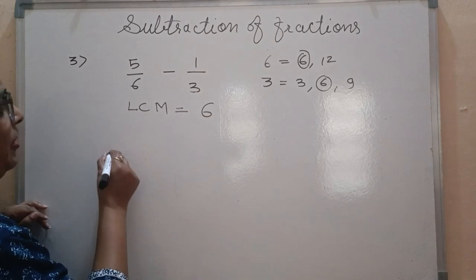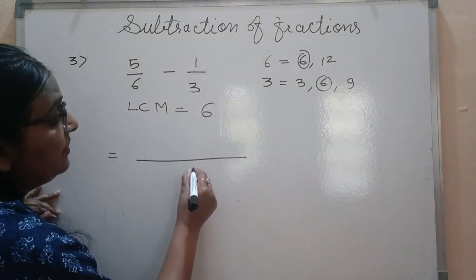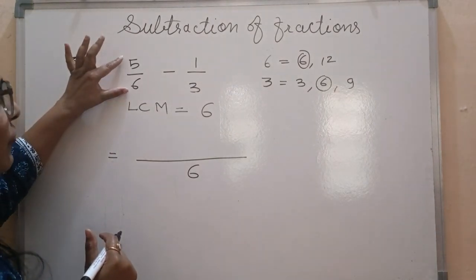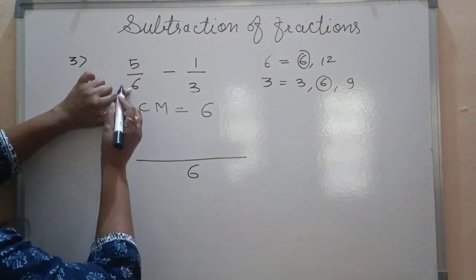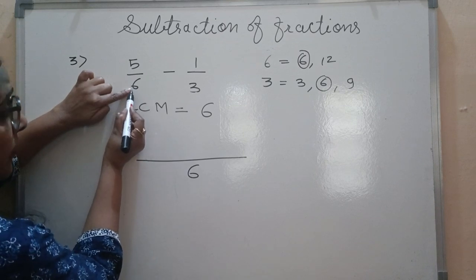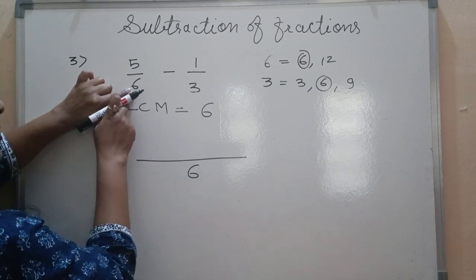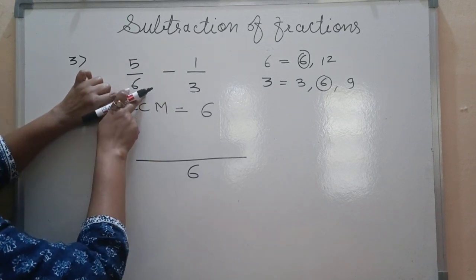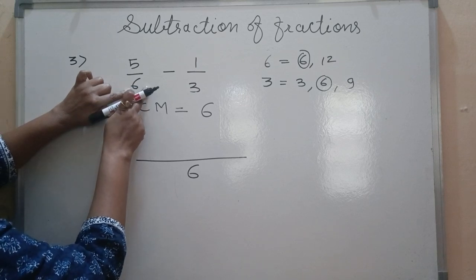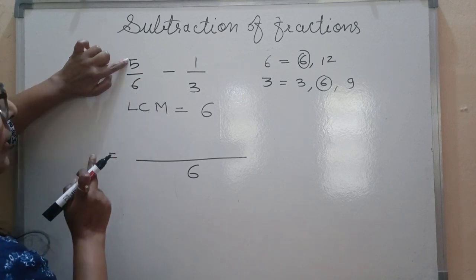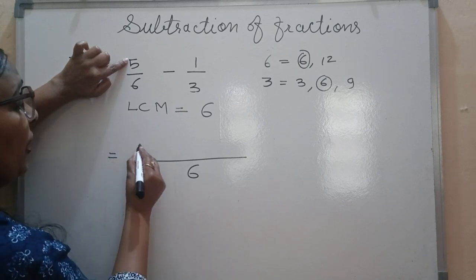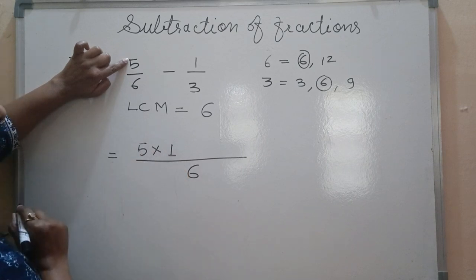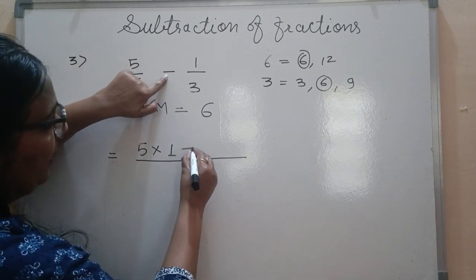Now come to the next step. What we will do? We will write LCM 6 in denominator. Now what is your first fraction? 5 by 6. Now by which number are you multiplying to get 6 here? As here 6 only, 6 ones are 6, so we multiply by 1. You are multiplying the denominator by 1, so you have to multiply the numerator also by 1. So in numerator I will write 5 into 1. Now next, middle sign minus.